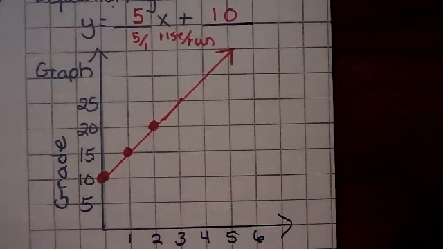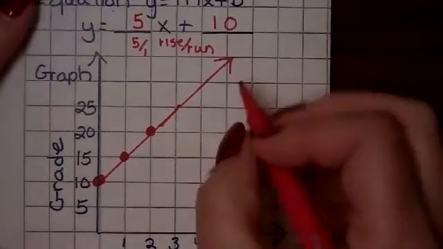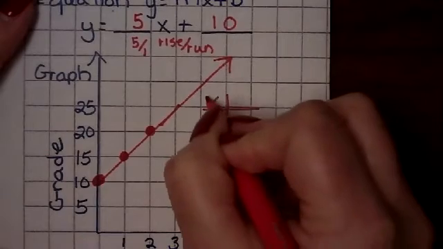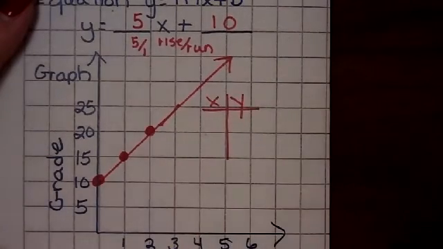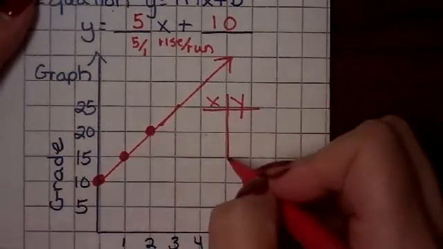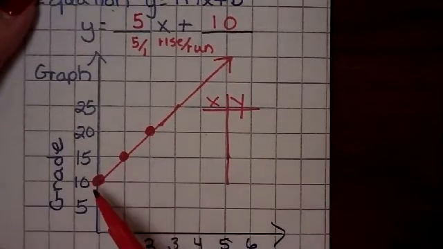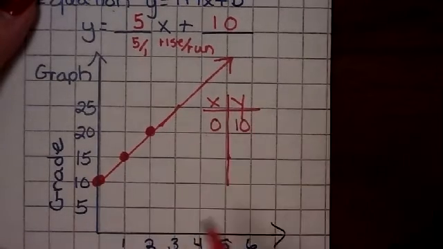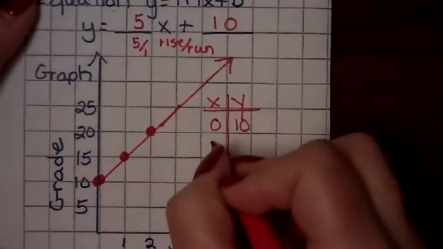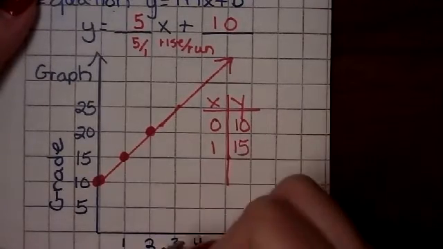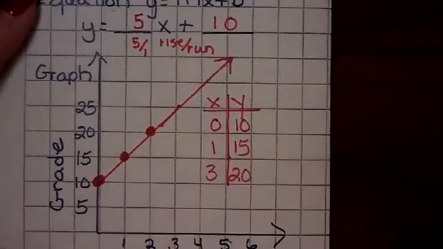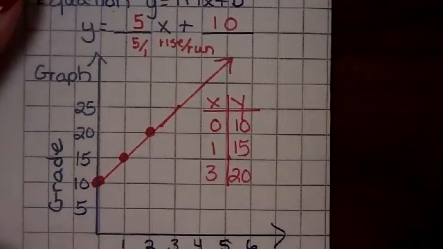Okay, now another thing we might be asked to think about is, what could my table of values look like for this? Okay, well, we can just do it really quick. We got 3 points right here. The first point could be 0, 10. The second point could be 1 and 15. And my third point could be 3 and 20.